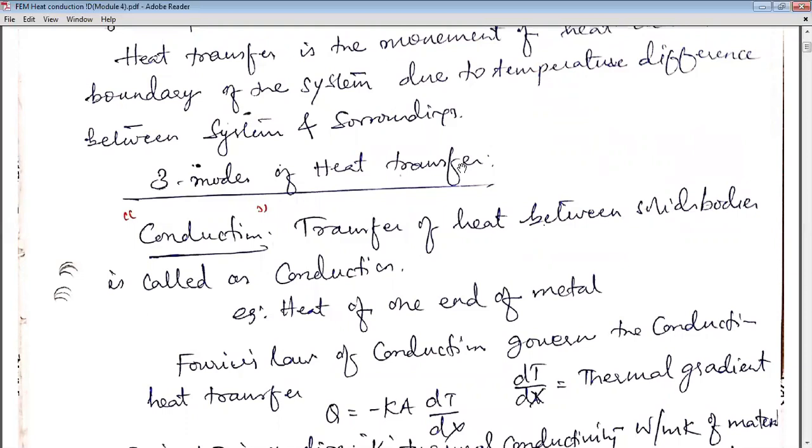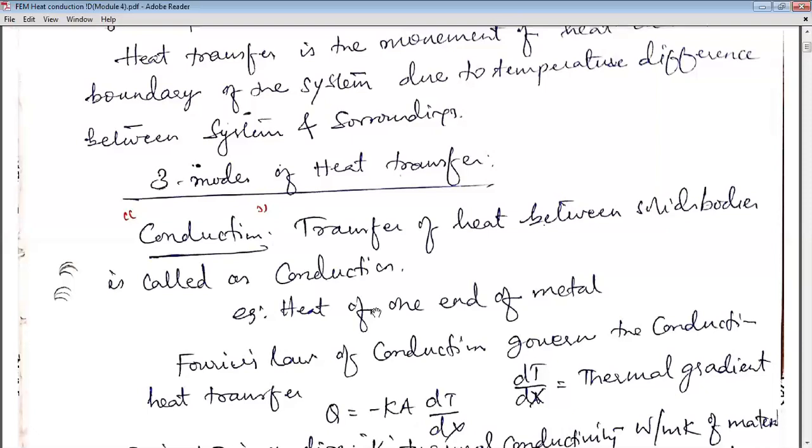Just a brief introduction. Of course, we'll be doing a lot of similar exercises in your laboratory sessions also. There are three modes of heat transfer. Conduction: all of you are aware that it is the transfer of heat within solid bodies. It's a simple example you will be aware of from your school days. Heating one end of a metal rod, you will see the temperature increase from that end to the other end. That is the mode of heat transfer in solids.